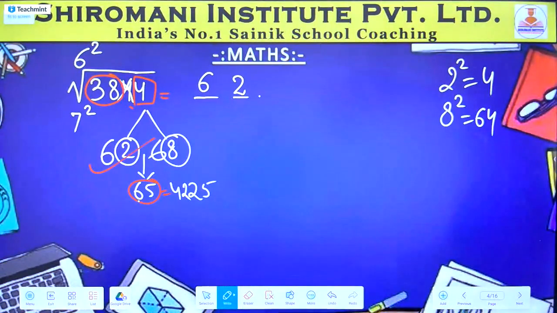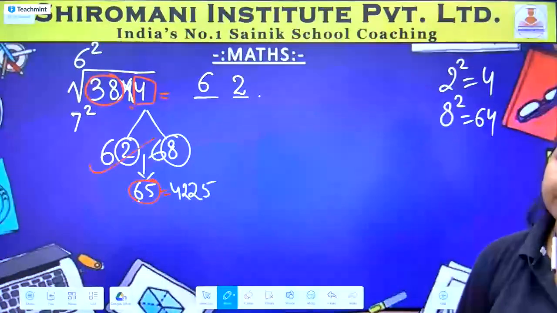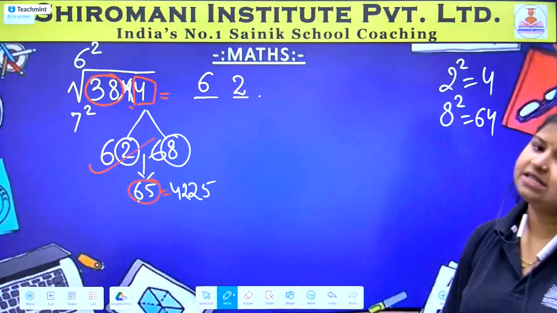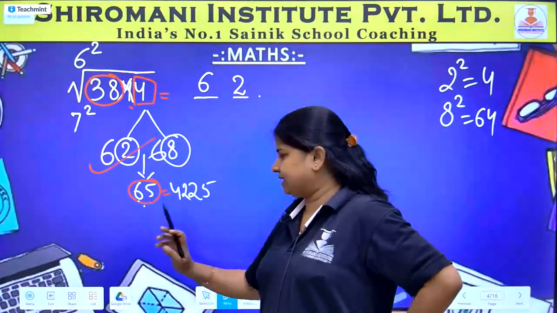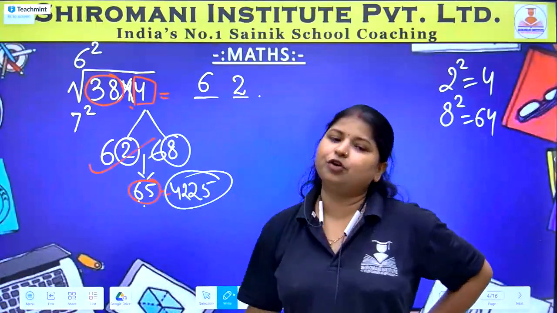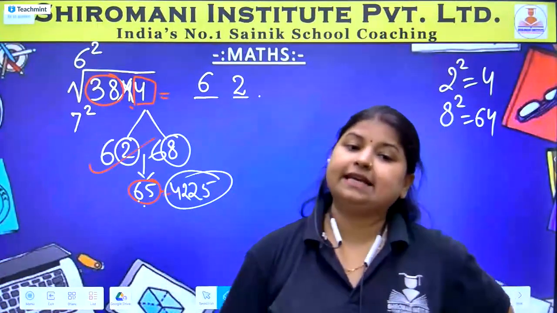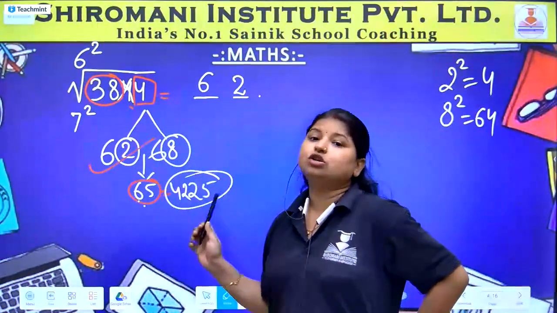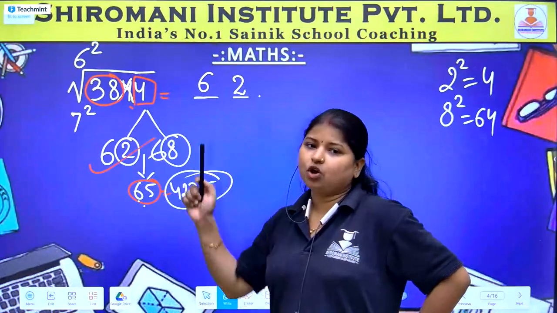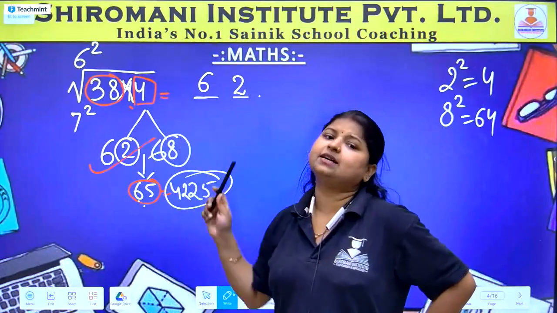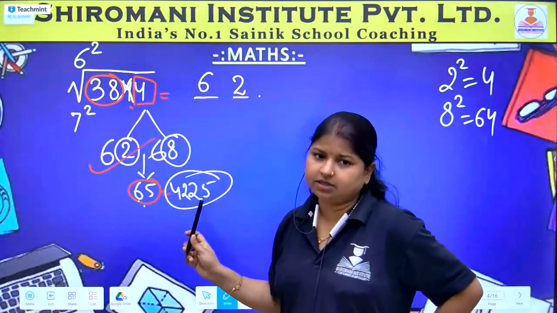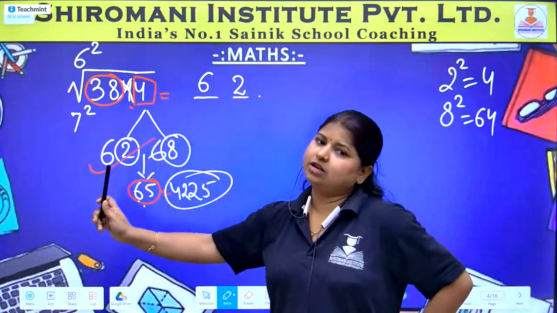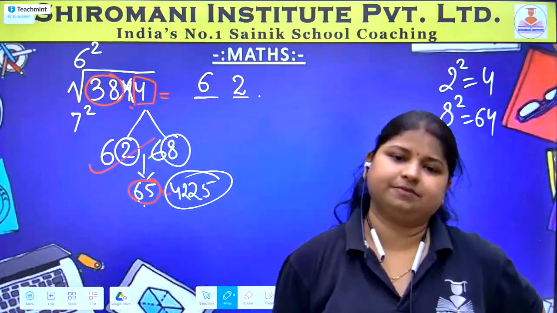Ma'am, I couldn't understand the last step that you said, lesser than and greater than. Just beta, when you calculate the square of 65, your answer came, right? 4225. Now you have to see whether your question is greater than this result or smaller than this result. I can see that my question is lesser than the result. So if it is lesser, the lesser number will be my answer.